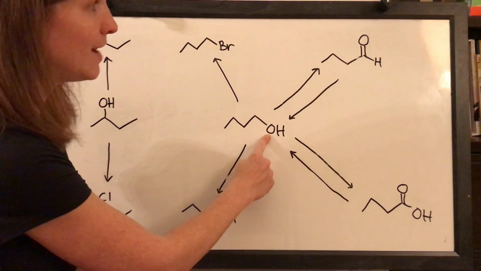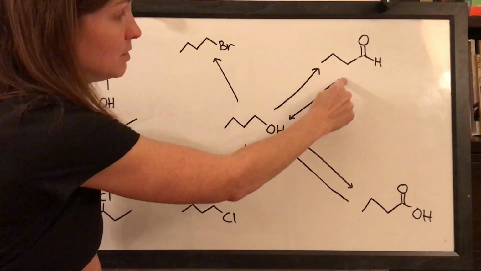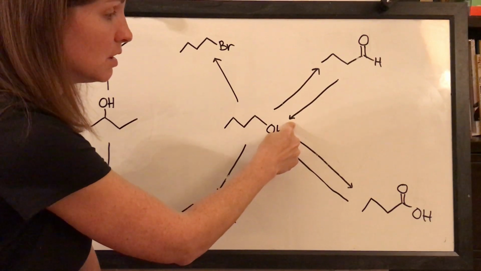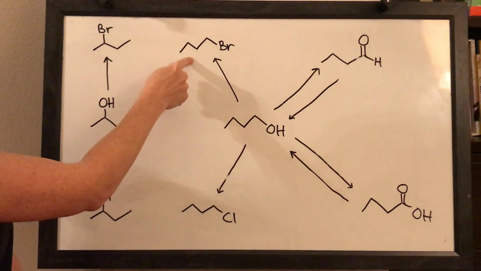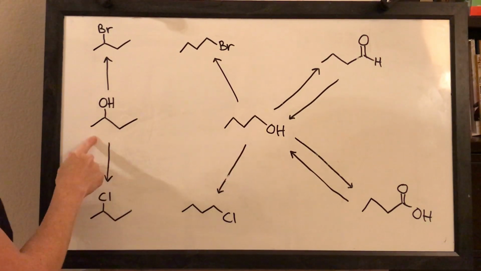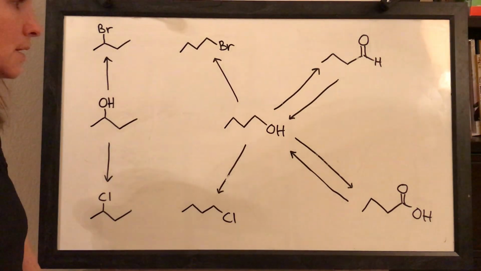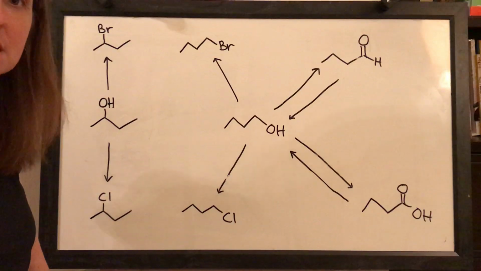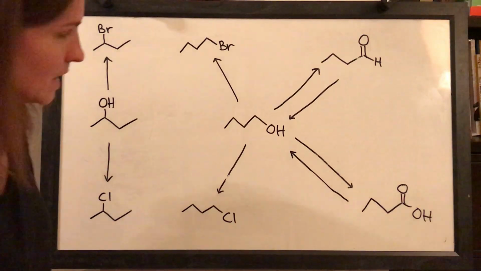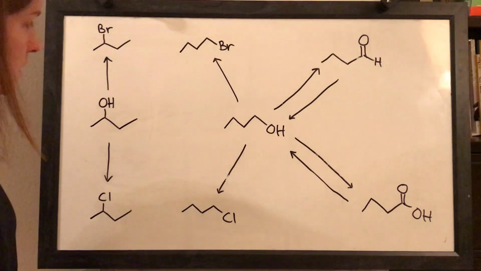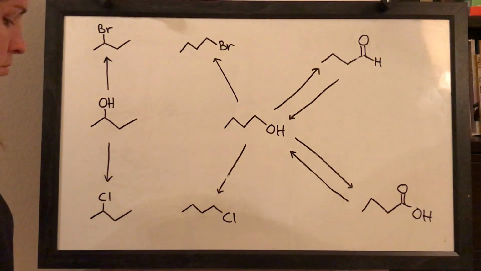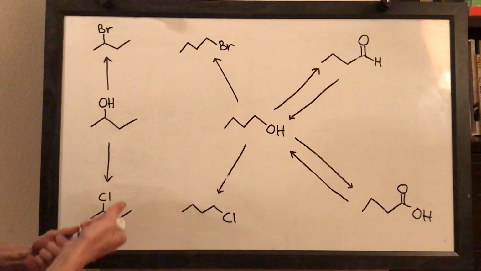What would you use to turn an alcohol into an aldehyde? What would you use to come back to the alcohol? Same thing for the carboxylic acid and for the chlorides and the bromides. And here we have a primary alcohol versus a secondary alcohol. So take a minute, pause your screen, see if you can come up with the answers. And when you're done, I will go over this. So let's start over on the left side.